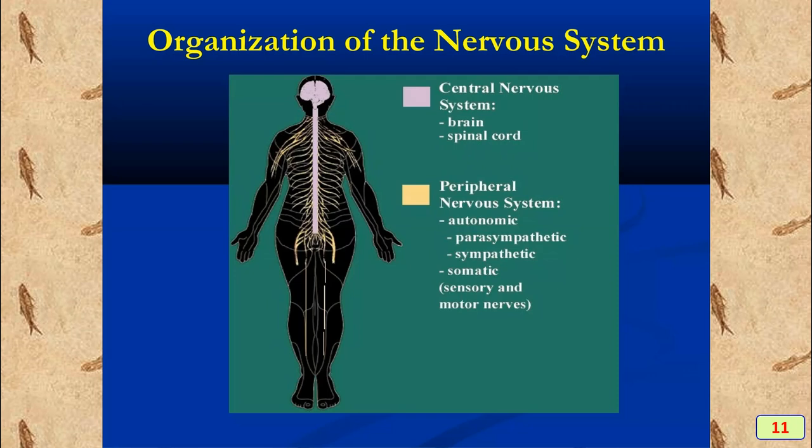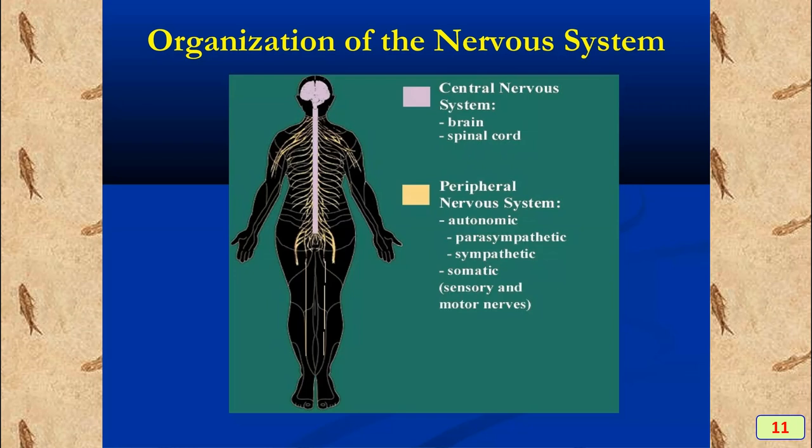The organization of the nervous system starts from the brain to the spinal cord. The peripheral nervous system includes the autonomic nervous system, which consists of the sympathetic nervous system and the parasympathetic nervous system. The sympathetic nervous system contains epinephrine as its neurotransmitter, whereas the parasympathetic nervous system has acetylcholine as its specific neurotransmitter.